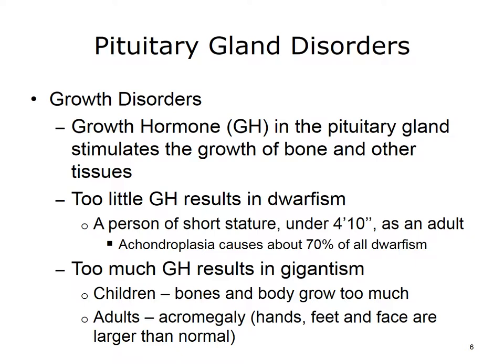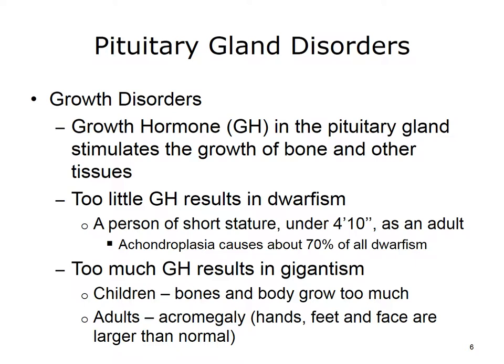A dwarf is a person of short stature, under 4 feet 10 inches as an adult. More than 200 different conditions can cause dwarfism. A single type, achondroplasia, is responsible for approximately 70% of all dwarfism. Dwarfism is not a disease. Treatment with growth hormone can stimulate growth. With proper medical care, most people with dwarfism have active lives and live as long as other people.